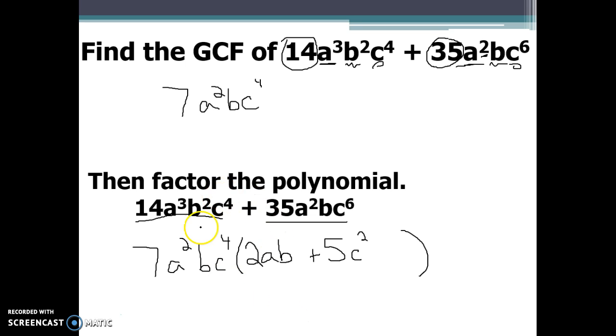In fact, I could check my work. If I distribute this back through, if I wanted to do that, I would actually end up back with this original polynomial. It's the opposite of distributing. We are factoring out, reverting back to that form that we had before.